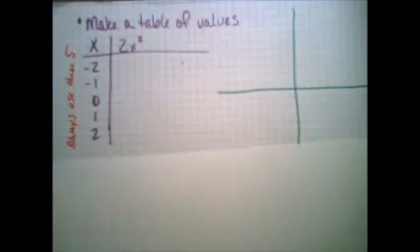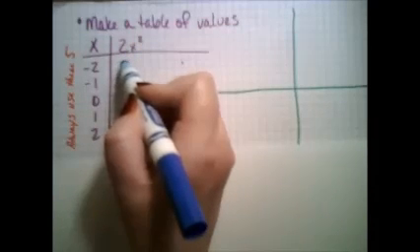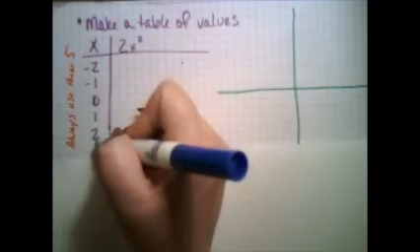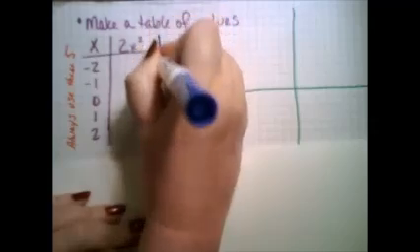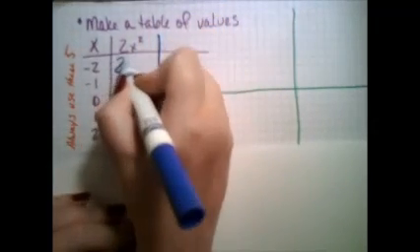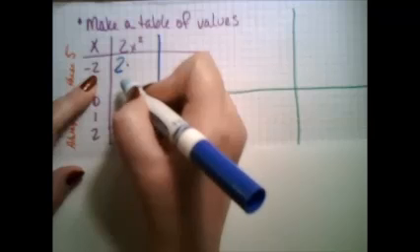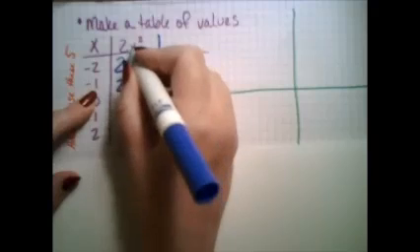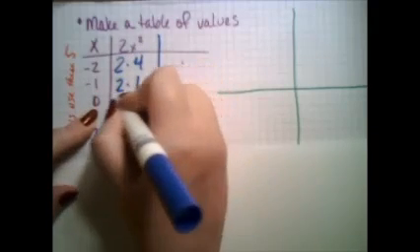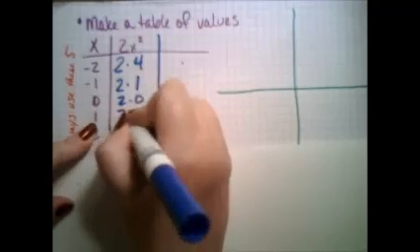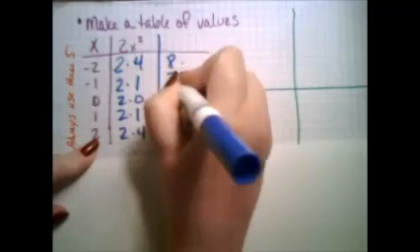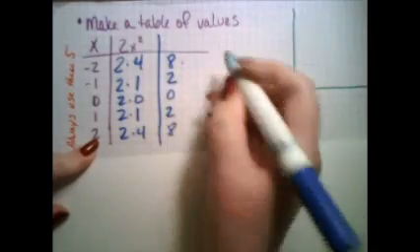So here I've pulled out my graph paper, and we're going to make a table of values for the equation y equals 2x squared. So we're going to input these for our x, and we're just looking for y's. So we're going to say 2 times x is negative 2, so x squared is 4. 2 times negative 1 is 1. 2 times 0, 2 times 1, and 2 times 4. So we've got 8 and 2 and 0 and 2 and 8.